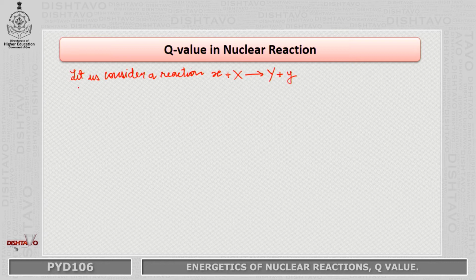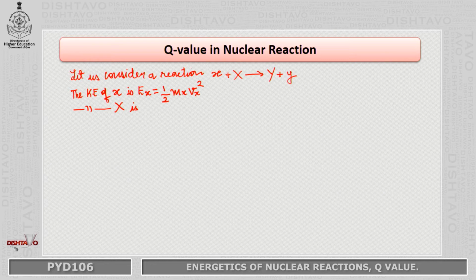Now, we will write the kinetic energy of incident particle x as E subscript small x. This is the kinetic energy, and it will be given by half m_x v_x squared, where m_x is the mass of the incident particle and v_x is the velocity of the incident particle. So this is the kinetic energy of the incident particle.